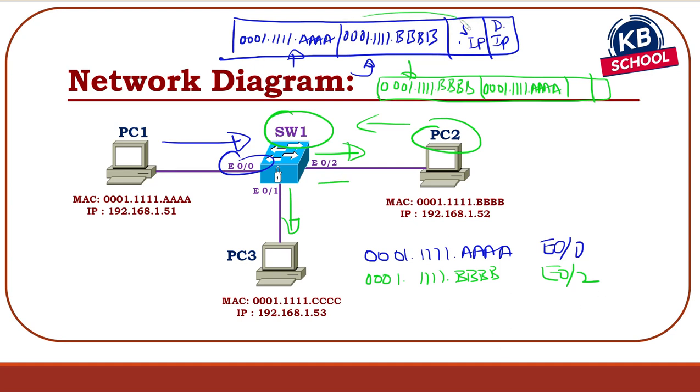The destination now says, oh, I know where it's at. It's on E0/2. So the second frame, the return frame, is not getting forwarded to PC3. It just goes to this guy. So now on the return, it's not going to go to PC3 because I know the destination address. So the switch will only forward the frames to known ports if I know the MAC address. If I don't know it, I'm going to flood it.